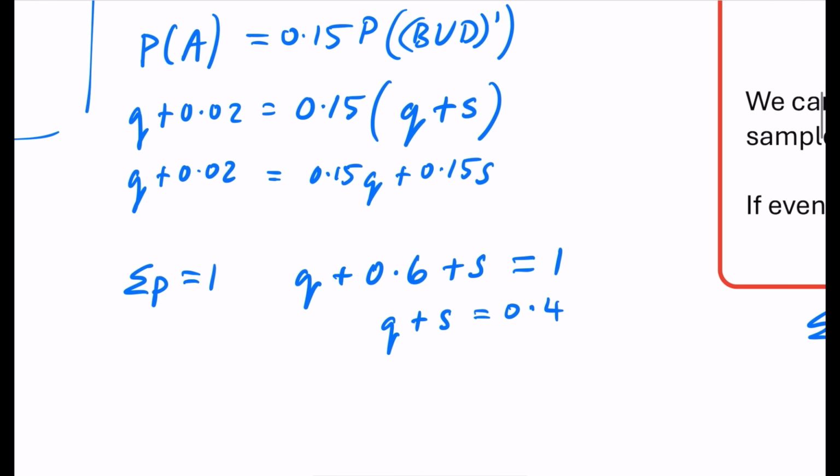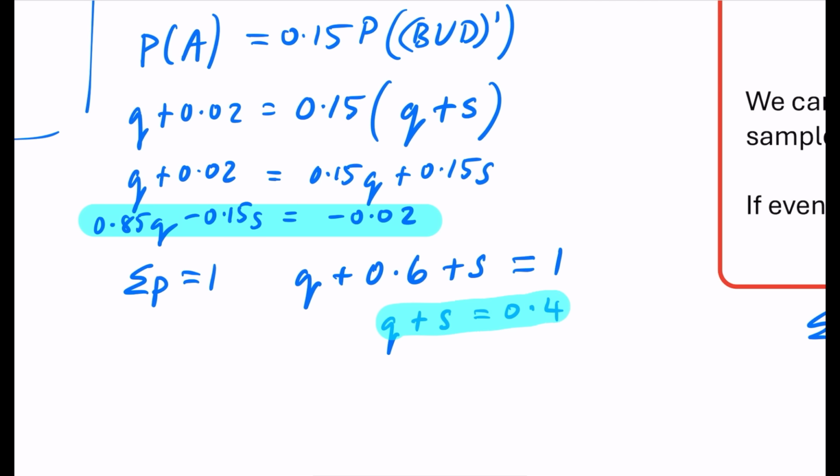So I've got a pair of equations now. I'm going to solve these simultaneously. So I'm going to get this one into a form that looks like this. So if I do Q, take away 0.15 Q, I get 0.85 Q. If I subtract the 0.15 S, I'll put the 0.02 onto the right-hand side so that I get this, which means I'm now going to solve this equation and this equation simultaneously, and I can just put that on my calculator straight away. So my coefficients are 0.85 and minus 0.15. That gives me minus 0.02, and then I have 1, 1, and 0.4.